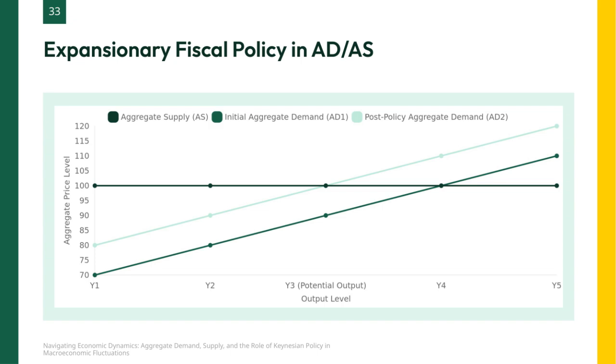After implementing expansionary fiscal policy, aggregate demand shifts to AD2, moving closer to and eventually reaching the potential output level at Y3. This shift not only increases output, but also raises the aggregate price level, which is a common effect of stimulating the economy. Essentially, the policy helps close the recessionary gap by boosting demand, driving the economy toward full employment and higher production levels.